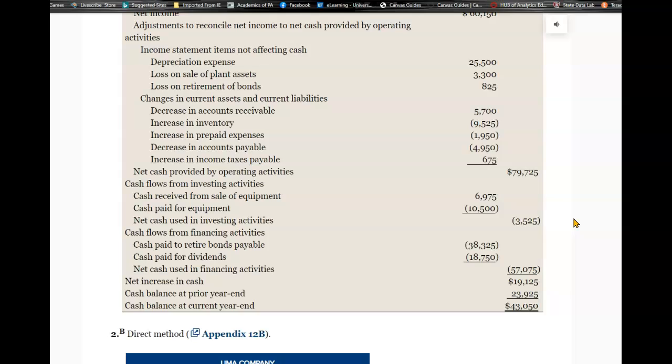And what we want to hope for, if we were to come back here and see that this was a negative number or zero, and that they were generating positive cash flow in either investing or financing activities, we might look at that as being a bit of a problem.